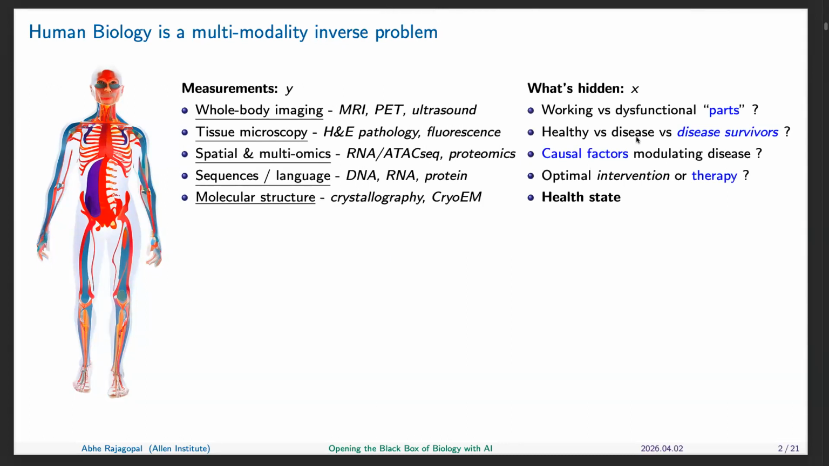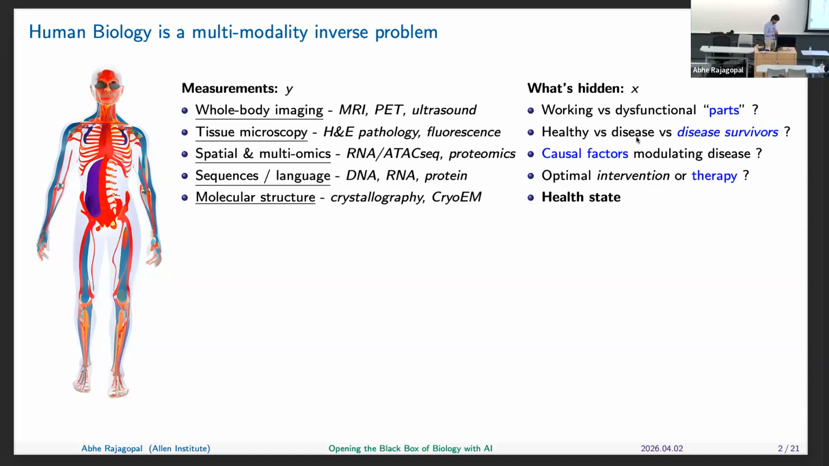What we're really interested in is something that's a little bit more hidden than that. What do those measurements tell us about health? As an example, you might be able to make an MRI image of the body, a whole body, or a particular organ, but that doesn't by itself tell us which parts are working or which parts are dysfunctional. As an example, we might look for biomarkers of healthy versus disease, but what's really interesting now is looking at biomarkers of disease survivors. What are the mechanisms that actually allowed those patients to respond to therapy or cure themselves through using their immune system?